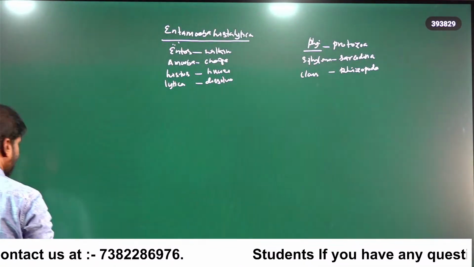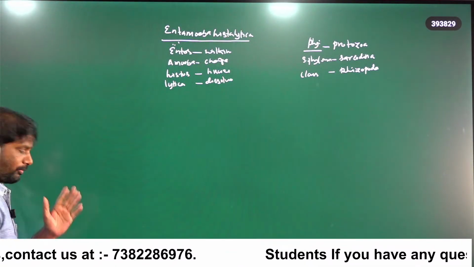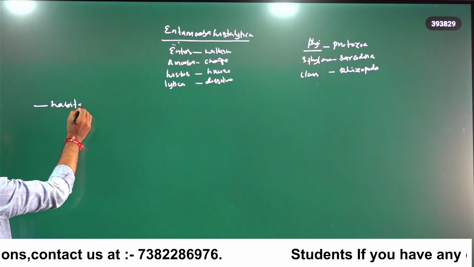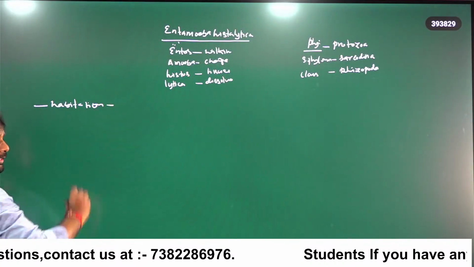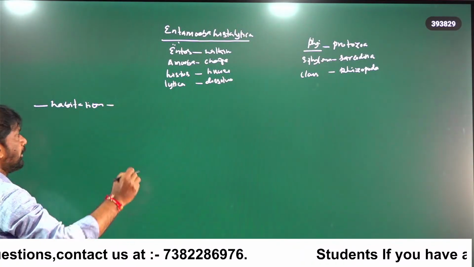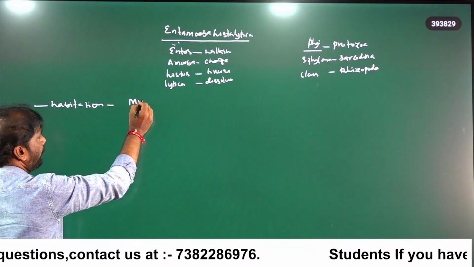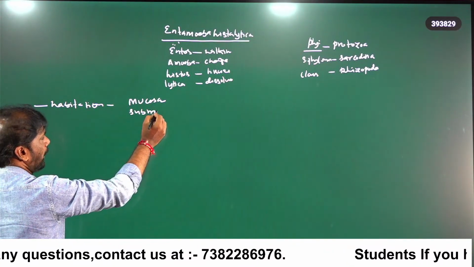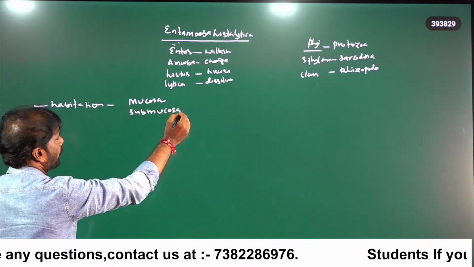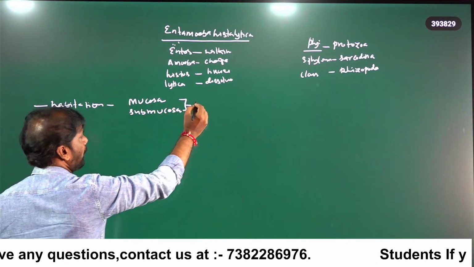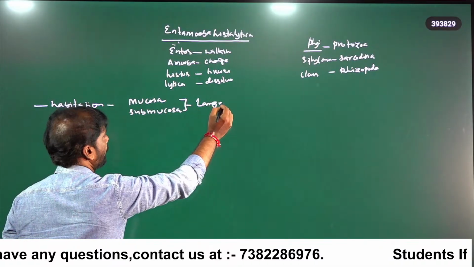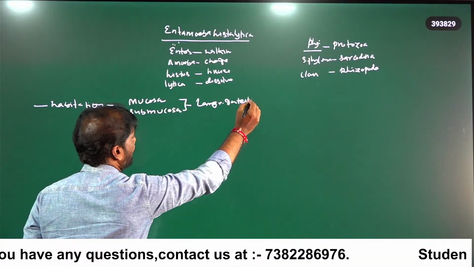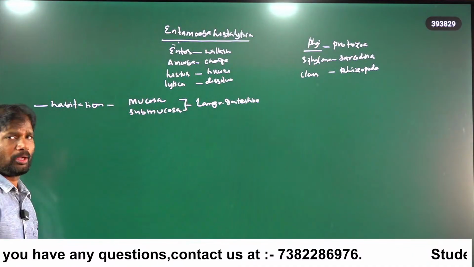So where is Entamoeba present? The habitation, where it is present. Generally it is present in the mucosa and submucosa of the large intestine. Mucosa and submucosa of the large intestine. Okay, here is the habitation.